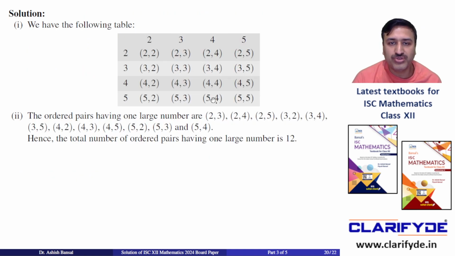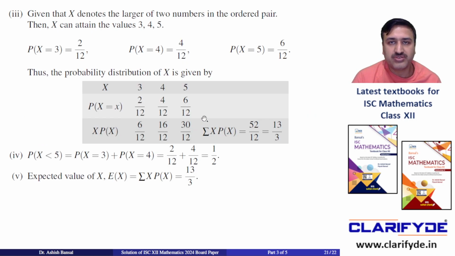For X equal to 4, if we count here 1, 2, 3 and 4, these are the 4 ordered pairs where 4 is greater. So 4 by 12. Similarly, for X equal to 5, we can find the probability as 6 by 12. So it can easily be completed. X is 3, 4, 5, and the corresponding probabilities are 2 by 12, 4 by 12 and 6 by 12. So this is the probability distribution table.